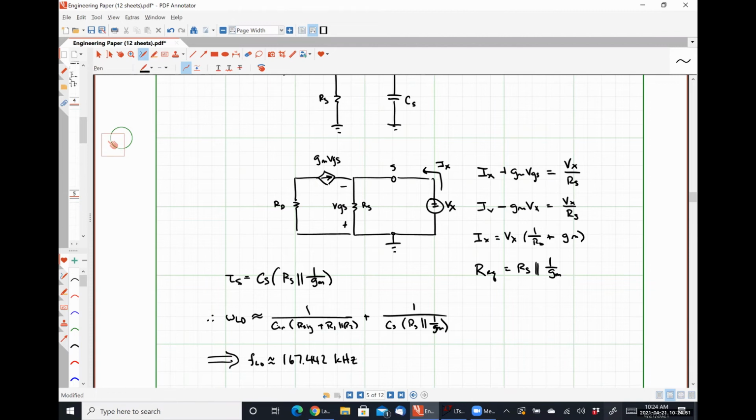All right, so we have 20 minutes left. Okay, we're going to start high frequency analysis then.